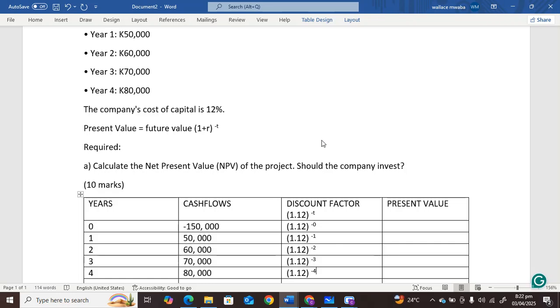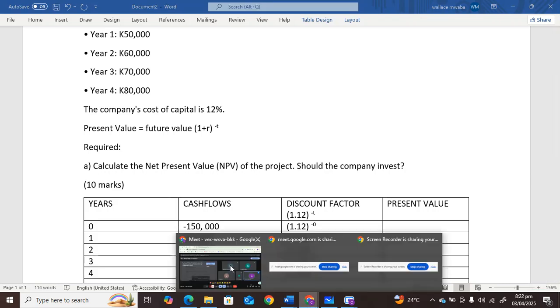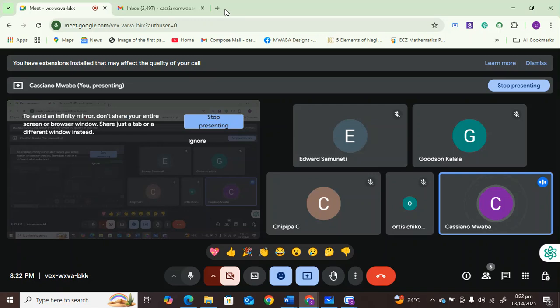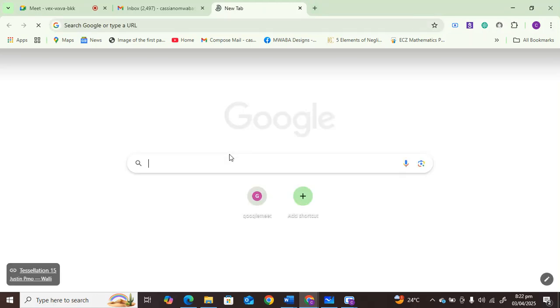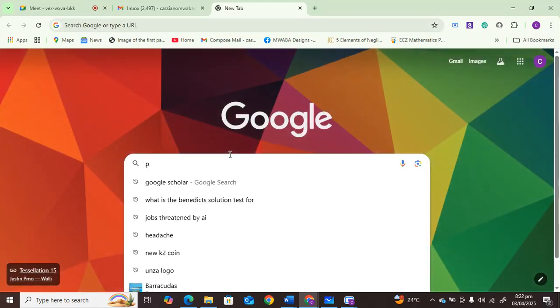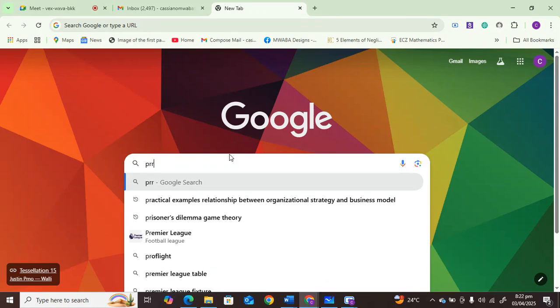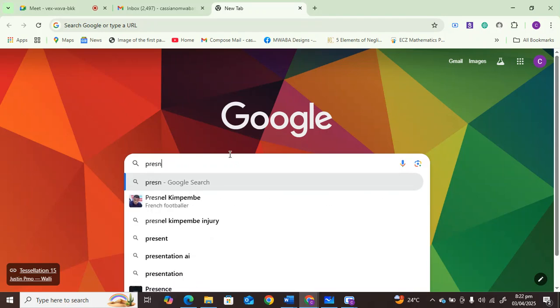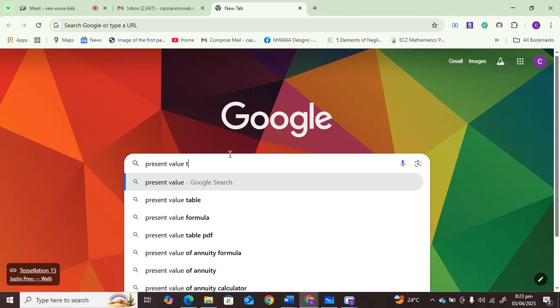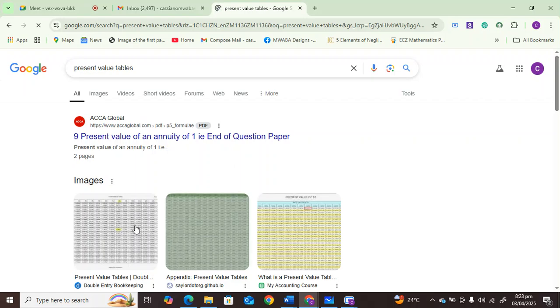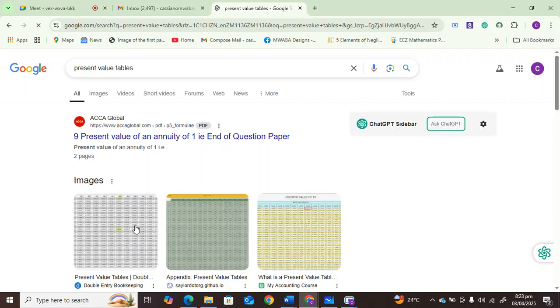Now, you can tabulate these manually or you can use the tables, okay? Do we all know how to use the tables? Let me just get a table. These tables, you can get them on Google. And does your lecturer allow you to use these tables? Because if it says you have to use them manually, then you are doomed. You're not doomed per se, but it's better to use the tables.